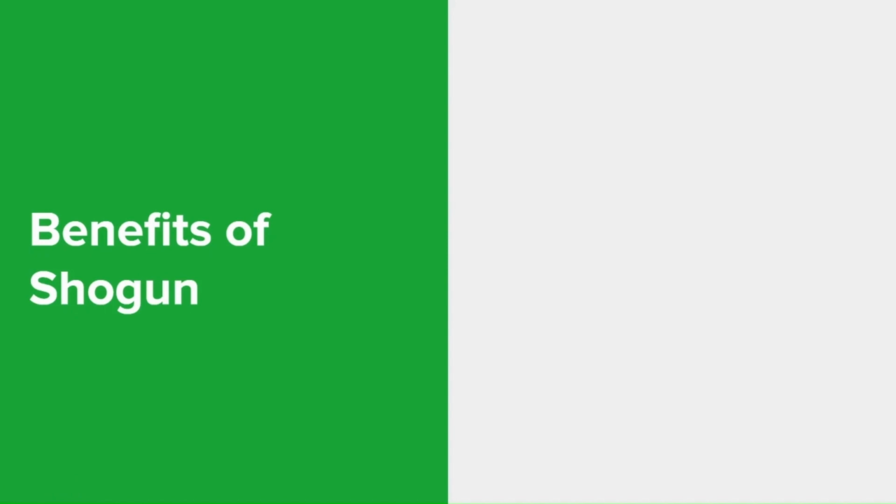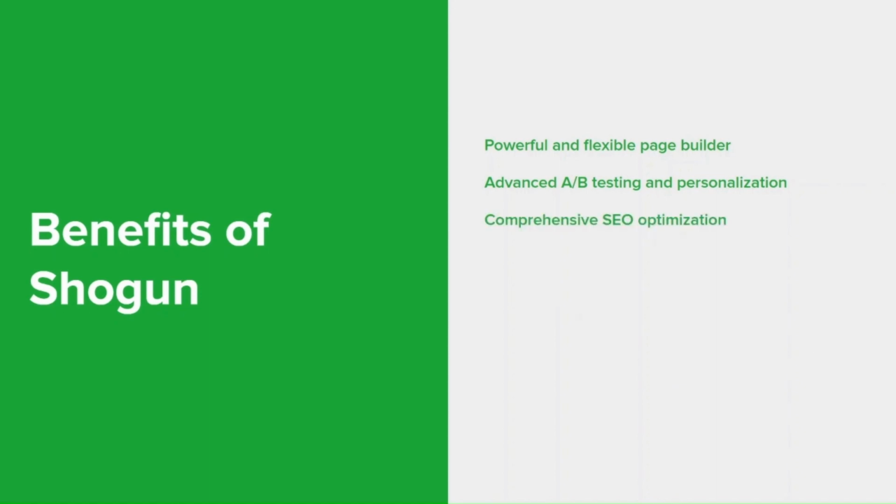So let's talk about some of the benefits of Shogun. We've seen it's a really powerful and flexible page builder. They've got the drag and drop editor, the pre-built templates, custom elements, all of this content that you can add without needing to write code. So it's very powerful, very easy. You can optimize your conversions by testing different page layouts, because they have advanced A/B testing and personalization. You can use the comprehensive SEO optimizations to get insights and suggestions to improve your page.